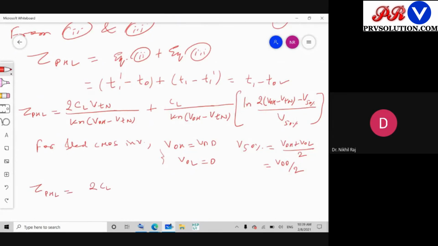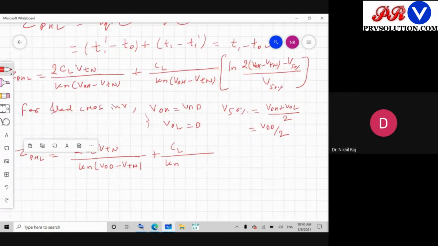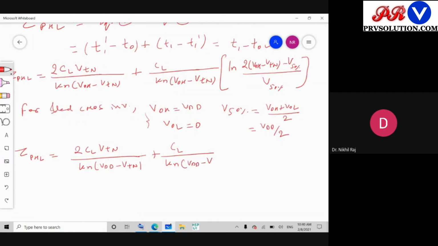So once we put them in the TPHL equation, what will we get here? 2CL VTN divided by Kn into (VDD minus VTN), plus CL by Kn into (VDD minus VTN), and inside, what will we get here? ln of 2 into (VDD minus VTN) minus VDD by 2, divided by VDD by 2. Okay, so further we can solve here.